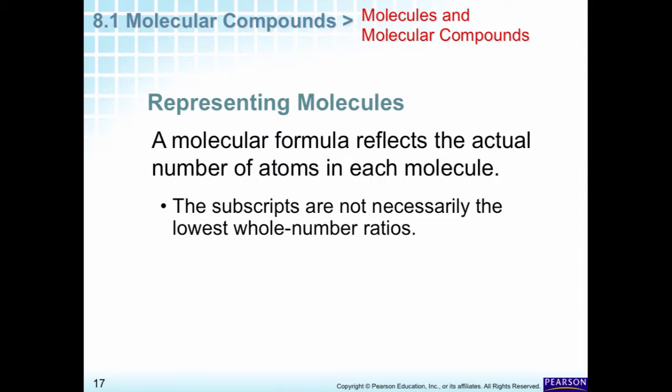Okay, representing molecules. The subscripts are not necessarily the lowest whole number ratios. They basically are ratios, but you could have a compound that has, let's say, C2H4, and you could have a compound that's C4H8, and they are two different compounds, and they both have the same lowest ratio. We're going to learn that's called an empirical formula in some cases, but we do not have to have the simplest ratio like we had to have for ionic compounds.